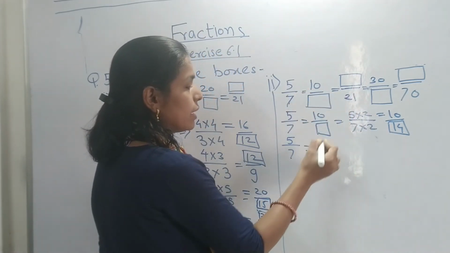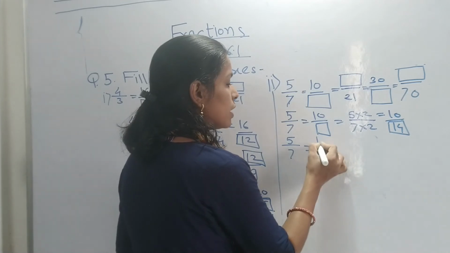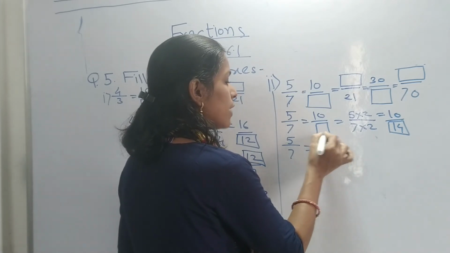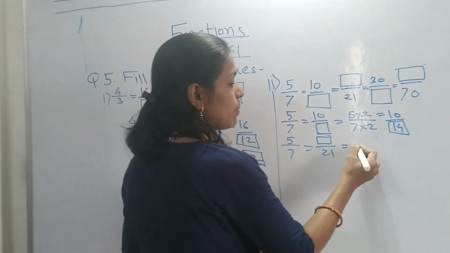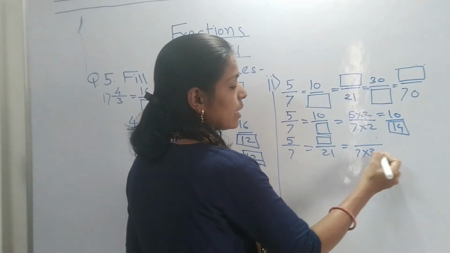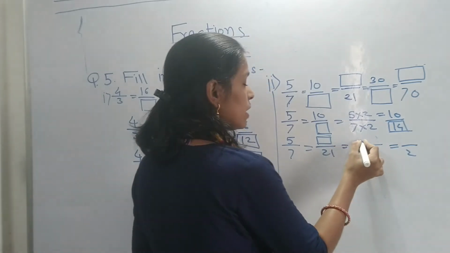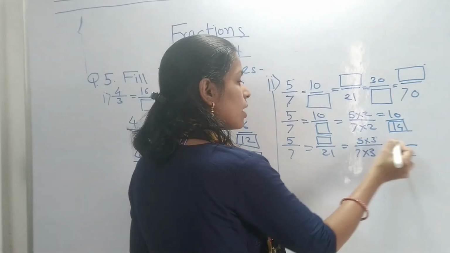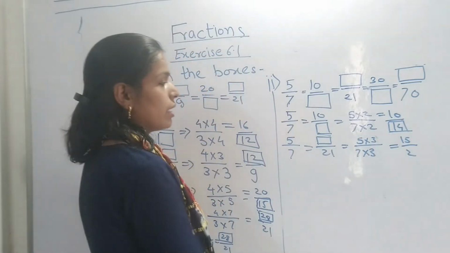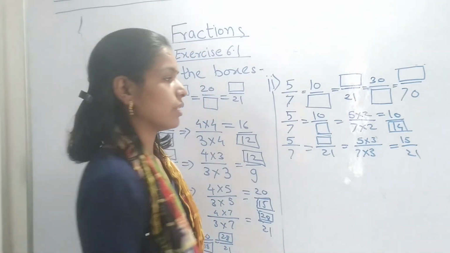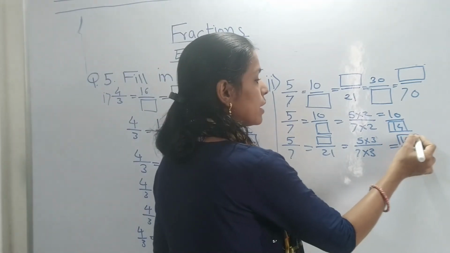Again, to obtain the denominator equal to 21 and to find the equivalent value of numerator, multiply the denominator by 3. As 7 3s are 21 is there. So 5 3s are 15 upon 21. So 15 is the numerator.